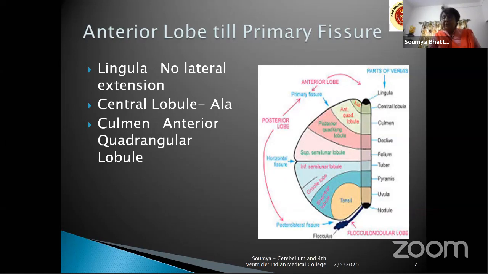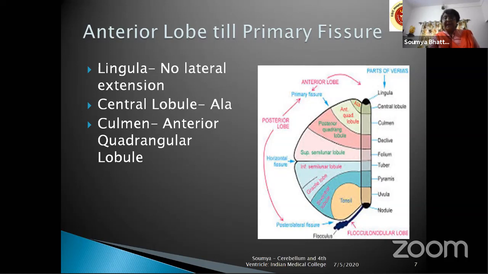Posterior inferior notch, you can also see a black coloring. These do not have corresponding hemispherical parts. Therefore, this black anterosuperiorly is the lingula. Lingula does not have any lateral extension on the corresponding cerebellar hemisphere. So lingula, we start now talking about the parts of the vermis. Lingula does not have any corresponding hemispherical part.